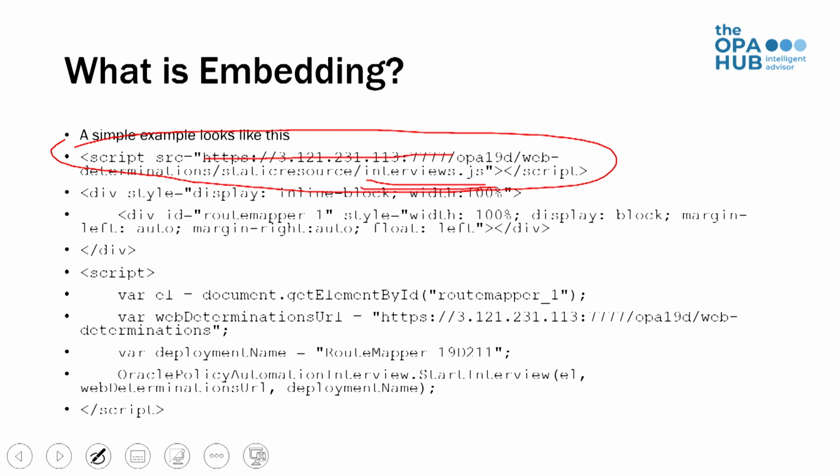Then let's look through the 3 different steps in this example. Step number 1, you'll notice that I create a container called rootmapper_1. You can call it banana if you really want. I've set it to be 100% wide, given it a margin and made it float. Basically, I've formatted an empty box.